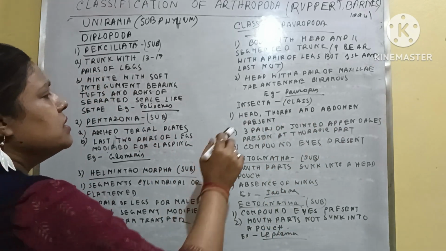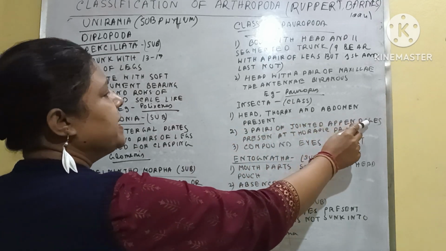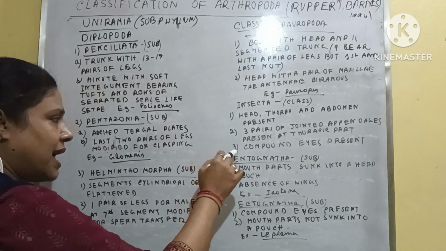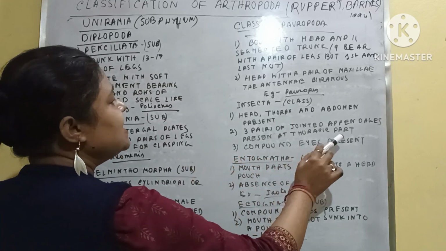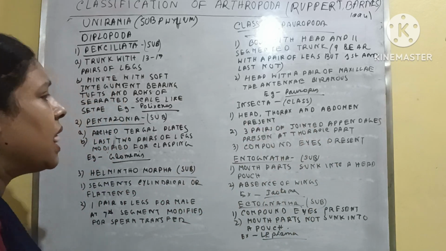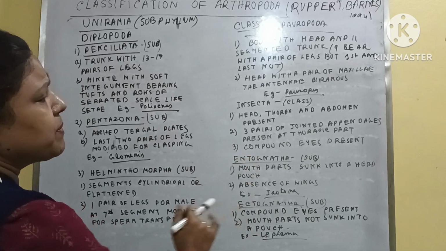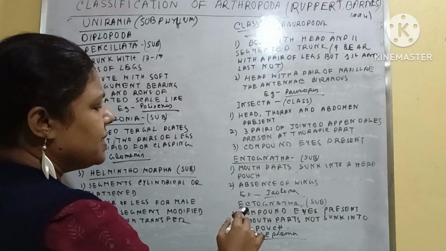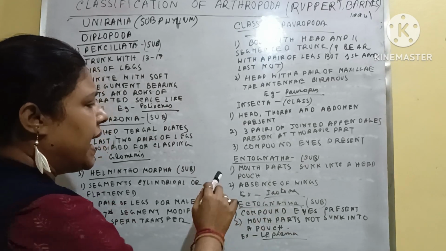Next class is the Insecta, and here the body is divided into head, thorax and abdominal region. 3 pairs of jointed appendages are present at the thoracic part, and the last point is that compound eyes are present. And there are 2 subclasses: one is Entognatha, another is Ectognatha.